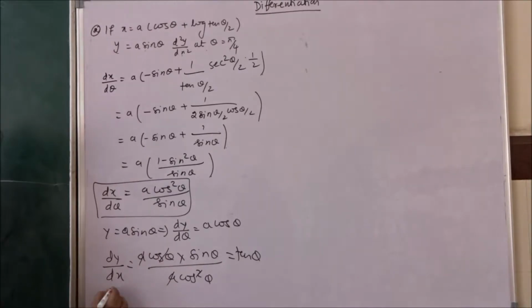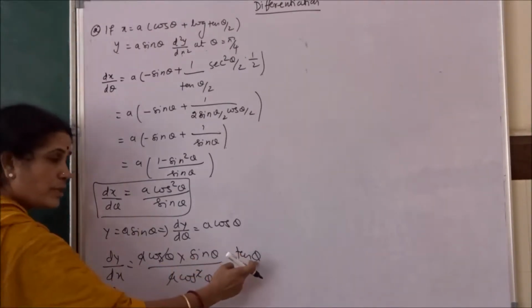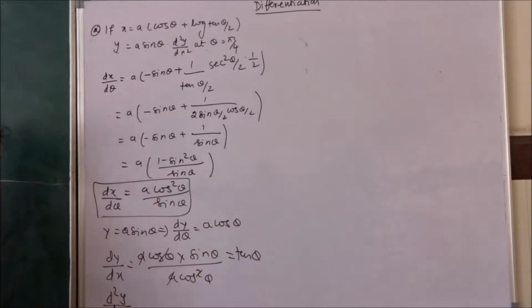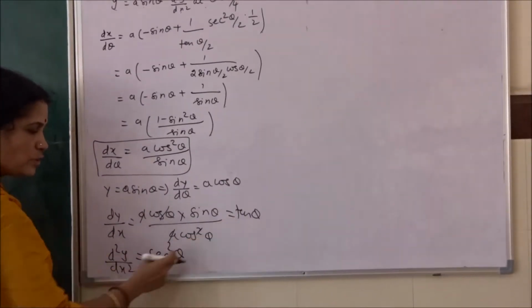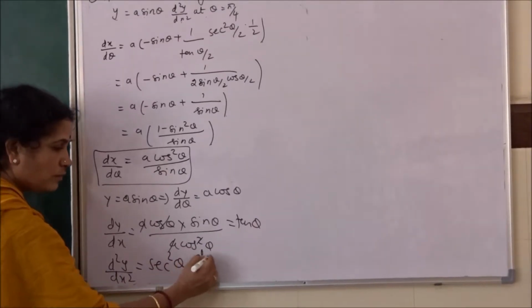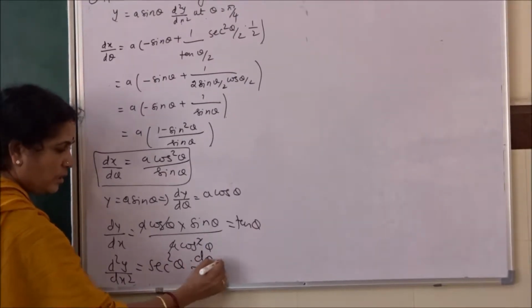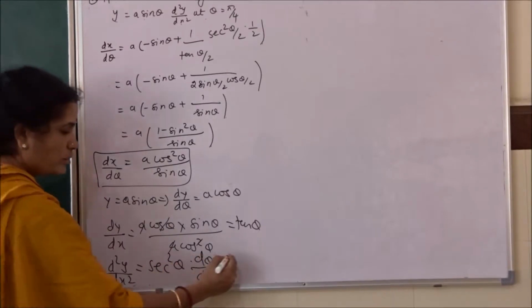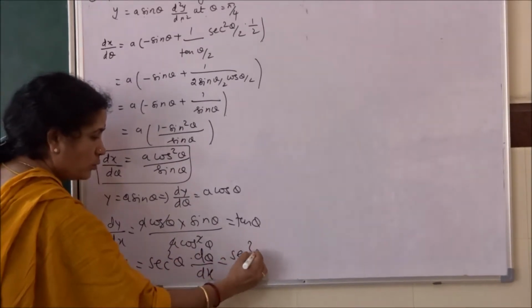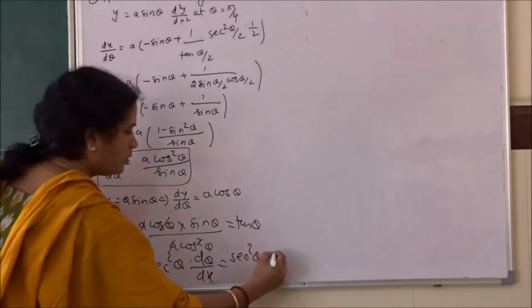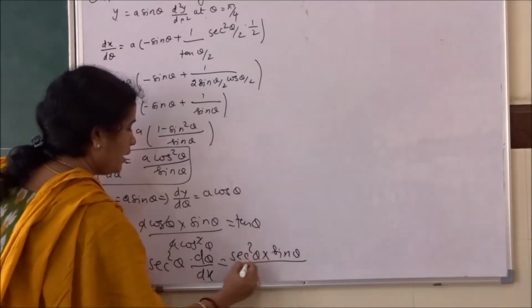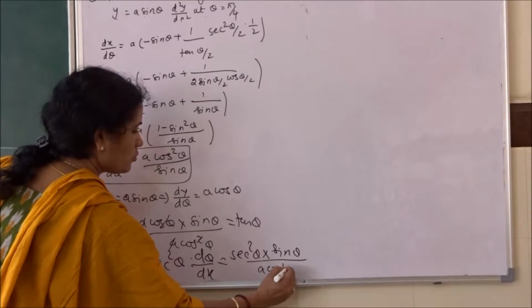Now we need the second derivative, that is d square y by dx square. Now we are differentiating tan theta with respect to x. Am I correct? That is sec square theta, the differentiation of tan theta, into d theta by dx. Now that is sec square theta into d theta by dx, taking its reciprocal, that is sin theta, the whole upon a cos square theta.